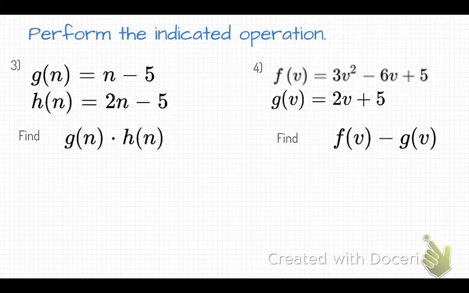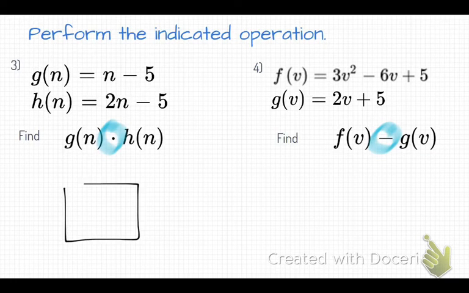Okay, what is my operation for number 3? Number 3. What's my operation on number 3? Multiplication. And on number 4, it is good. So we want to start thinking about that. On number 4, I have g of n times h of n. So that's n minus 5 times 2n minus 5.